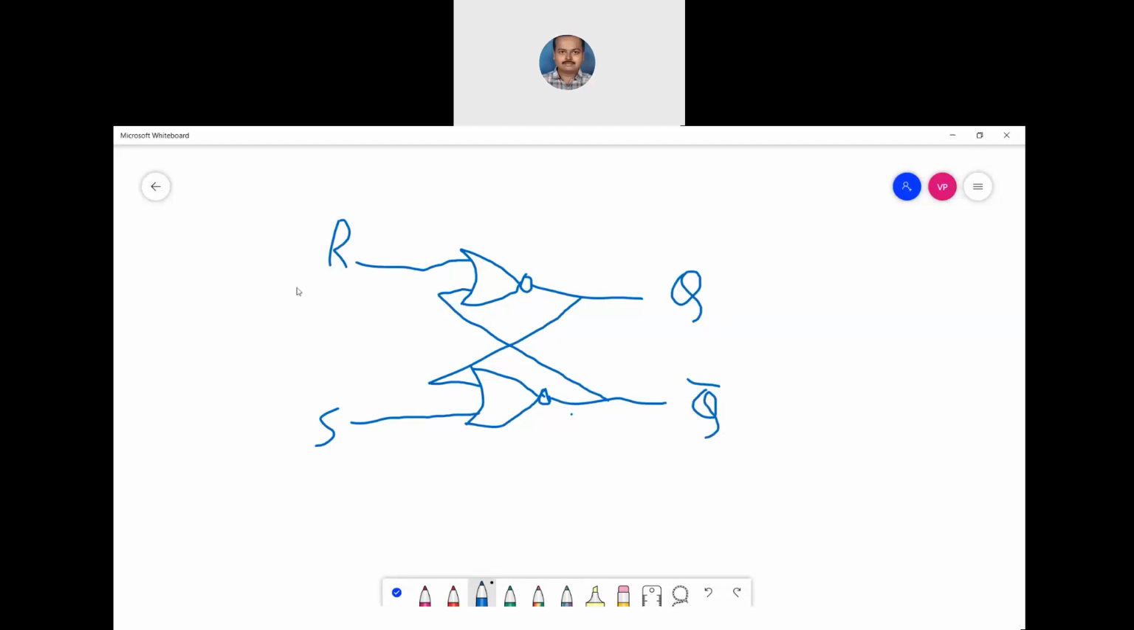I'll just write Q plus here. I'll write it as Q here. Right? This we call it as what? Next state. This is the next state what we have. And what is this one? The previous state. I'll call it as previous state here.